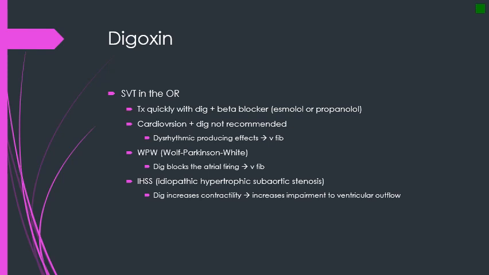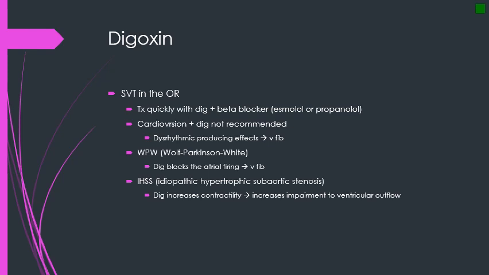All right, so if a patient has a history of Wolff-Parkinson-White and they go into their tachycardia in the OR, you give DIG. It's going to block that atrial firing and produce ventricular fibrillation. So you want to avoid DIG for Wolff-Parkinson-White in the OR as well. And those are two things that you definitely want to keep in the front of your brain when it comes to digoxin and utilization in the OR for SVT.